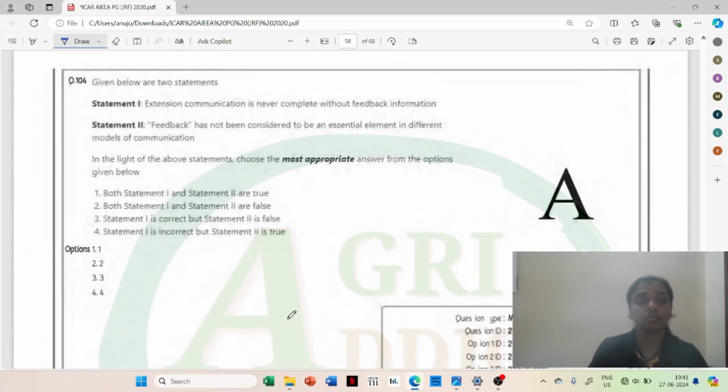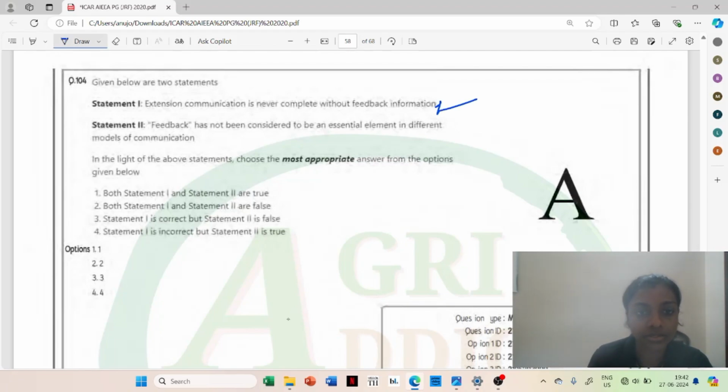Next question is statement 1. Statement 1, extension communication is never complete without feedback information. We as extension agents are talking to a farmer. Unless and until we get information about what is happening at the grassroots level, from the farmer to the research institution or whatever the higher institutions are, extension communication is incomplete. So the first statement is correct.